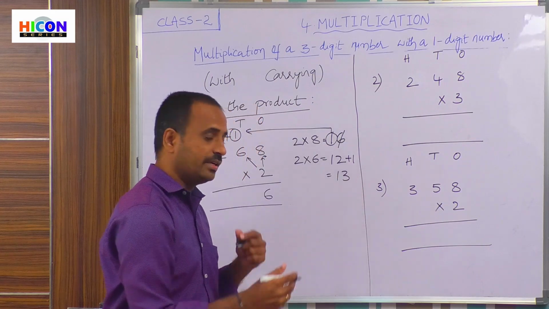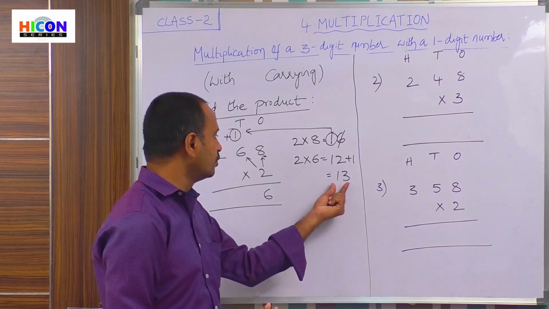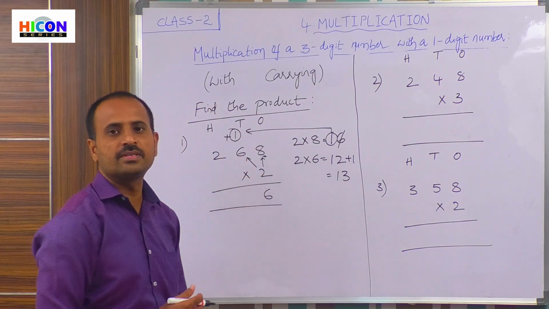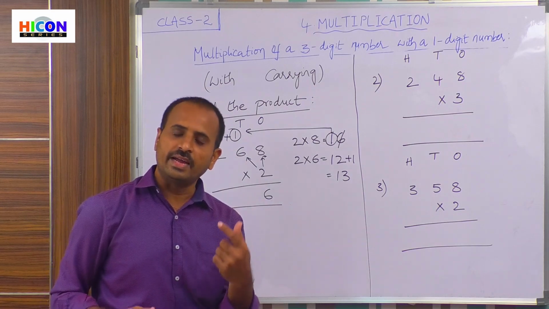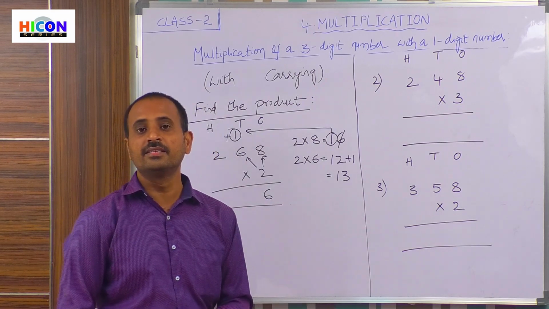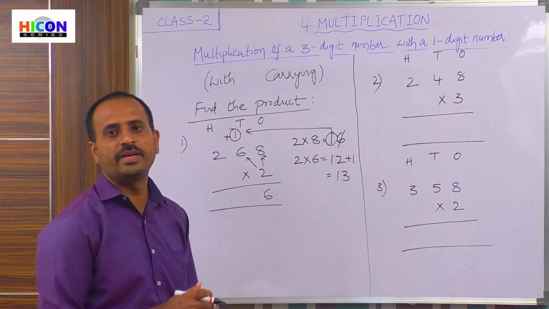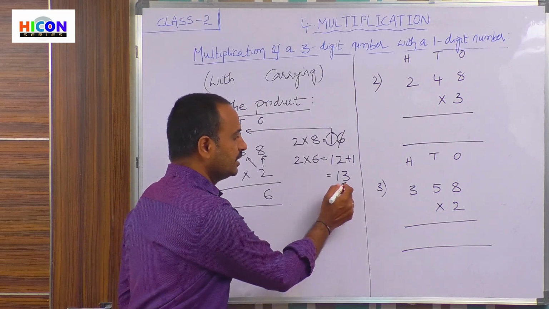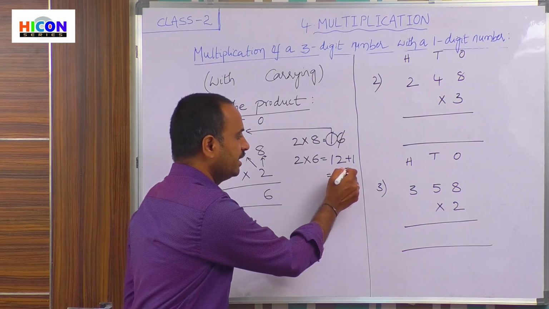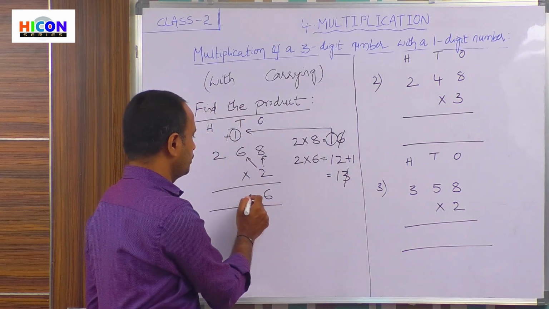So children, 13 is also a 2-digit number. We should not write this 2-digit number under tens place. What do we have to do? If the product is a 2-digit number, again we have to take carry. That is, write the second digit only under tens place. In 13, what is the second digit here? 3 is the second digit. So write the second digit 3 only under tens place.